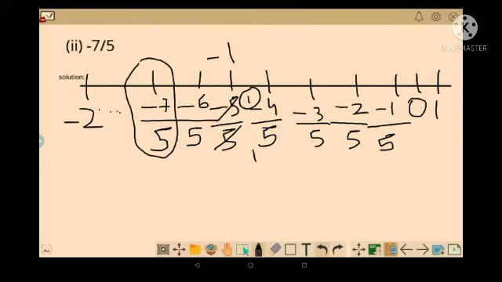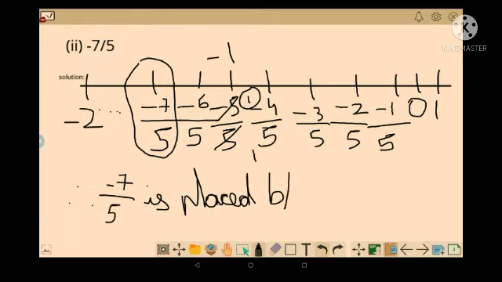Therefore, minus 7 by 5 is placed, or you can also write represented, between minus 1 and minus 2. Okay, like these we need to solve these types of sums.